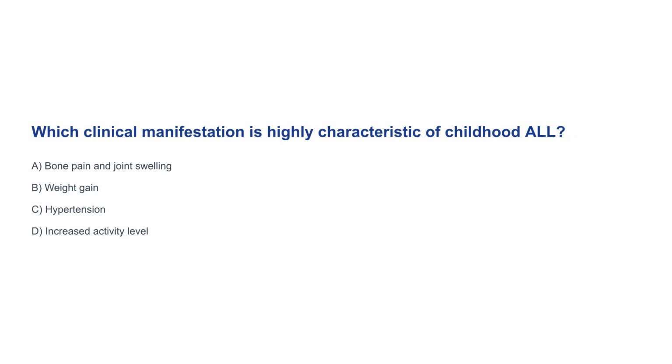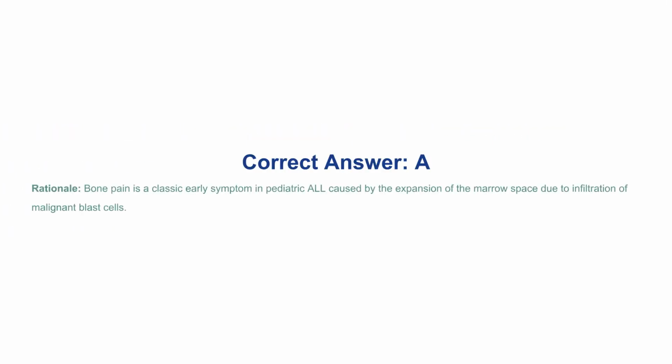Which clinical manifestation is highly characteristic of childhood ALL? The correct answer is A. Bone pain and joint swelling are classic early symptoms in pediatric ALL. This is caused by the expansion of the marrow space due to the infiltration of malignant blast cells.